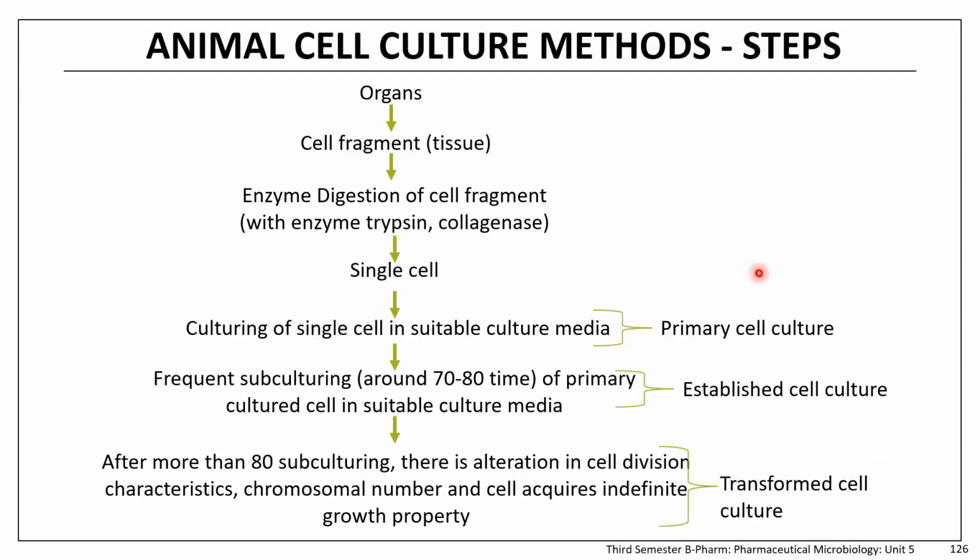So this is one of the questions usually seen in the question paper. What is the difference between primary cell culture, established cell culture, and transformed cell culture?